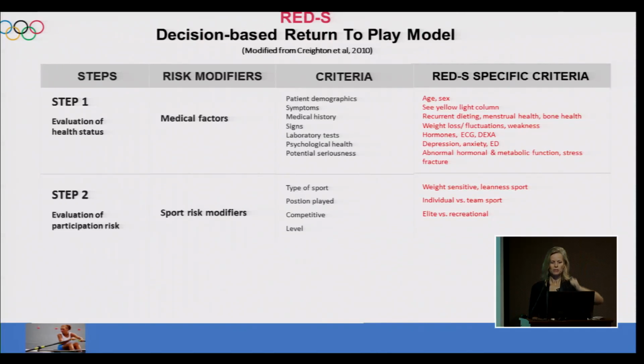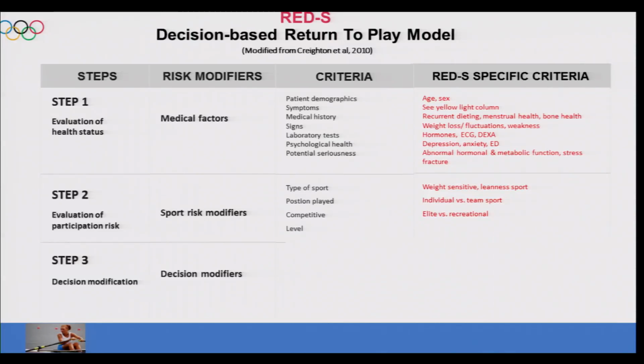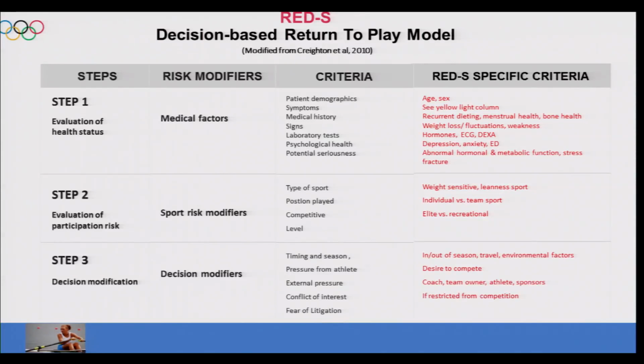We're all familiar with the Creighton return to play model. So we have added RED-specific criteria to evaluate. And then the third and final step in the Creighton model is looking at other decision modifiers, such as timing in the season, pressure from the athlete, conflict of interest, fear of litigation, the non-sport related decision modifiers. And again, there are RED-specific components that we've highlighted for the clinician.